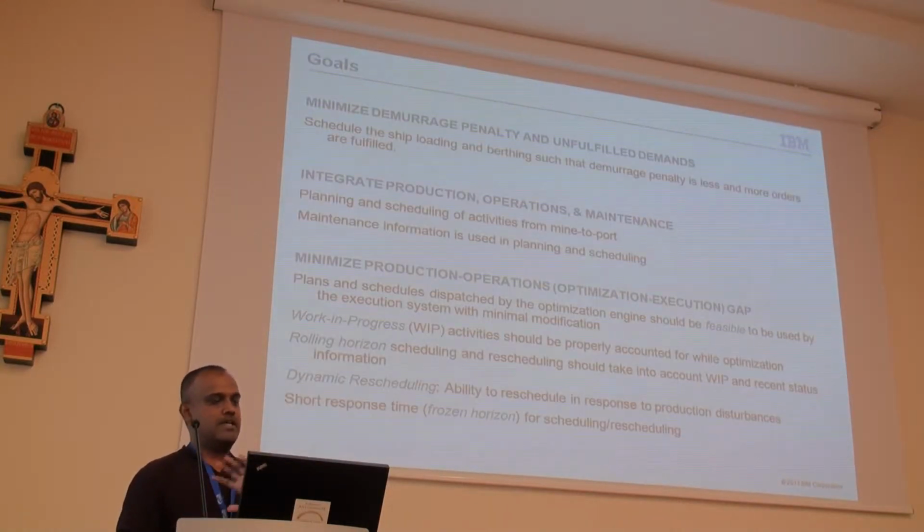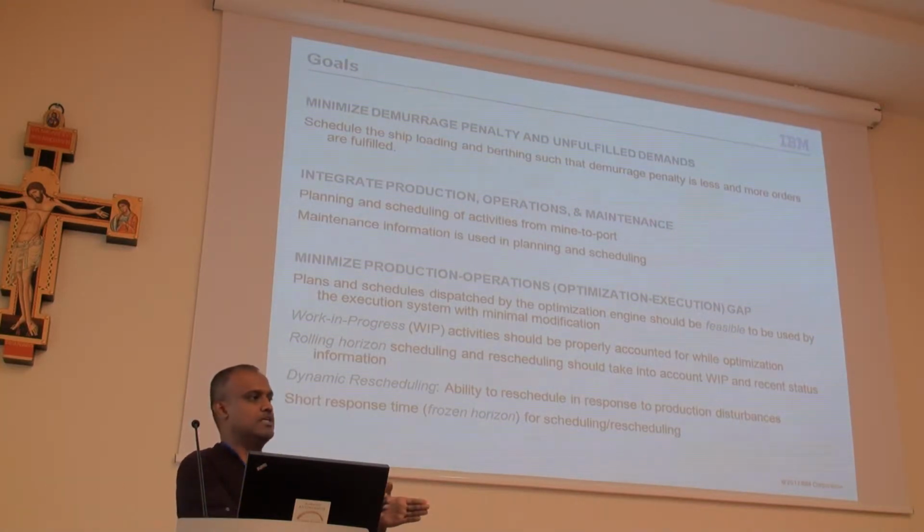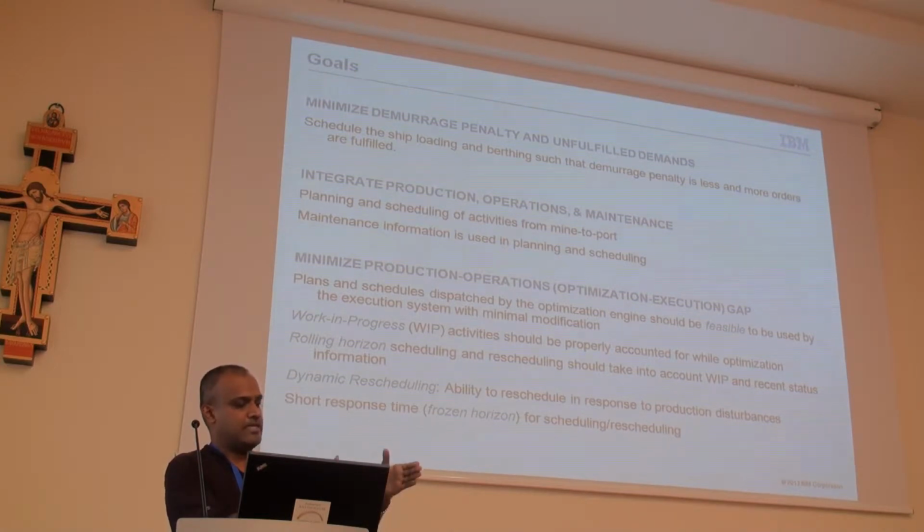So what are the goals of the overall asset, the application? The first goal is to minimize the demurrage penalty and unfulfilled demands. If you look at the entire process of movement, the point where you actually count the value in monetary terms is when the order is fulfilled at the port, when you load it onto the ship. And there are a lot of things that go wrong there.